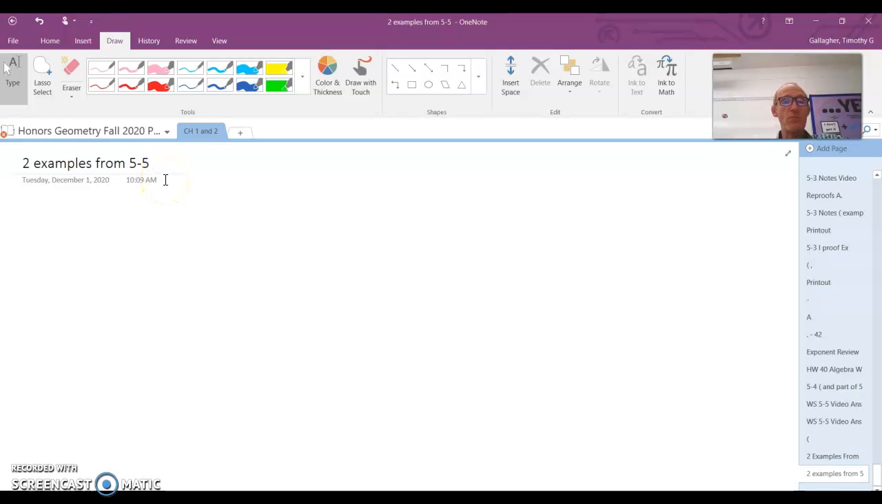Hello, this is two examples from Chapter 5, Section 5, in Honors Geometry.